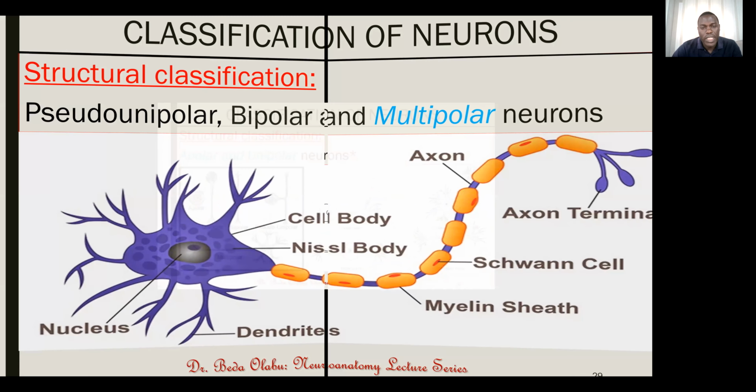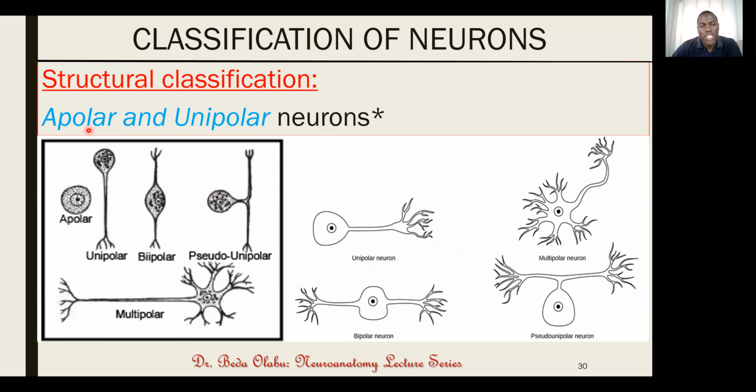Apart from those three, the other two types that you may come across are polar neurons and unipolar neurons. This is how a unipolar neuron would look, and this is how a polar neuron would look. These ones tend to be in the primitive stages of neuronal differentiation, so you'll see them mainly in embryonic cells as what we call neuroblasts.